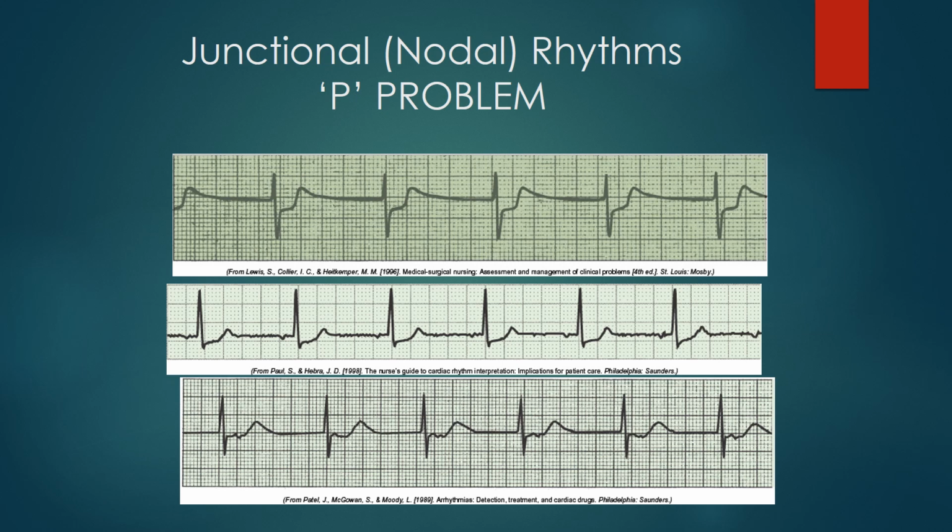Here you can see a few examples of junctional rhythm. Notice the absence of a P wave, an inverted P wave, and a P wave after the QRS complex. These are all considered junctional rhythm.